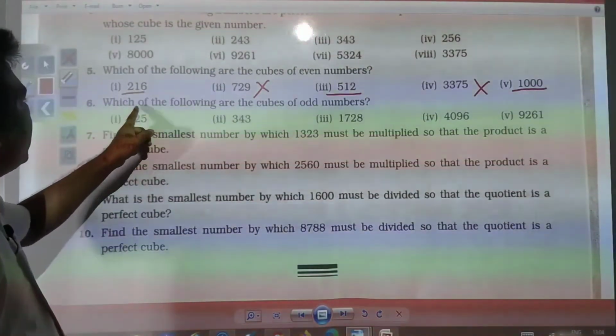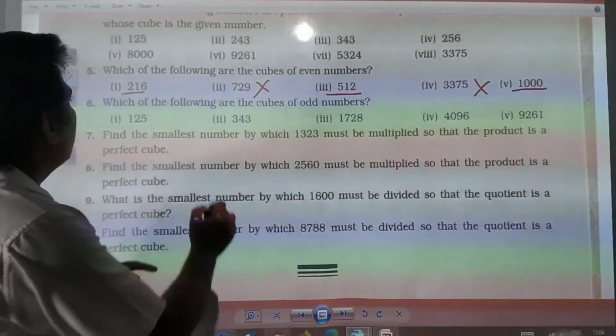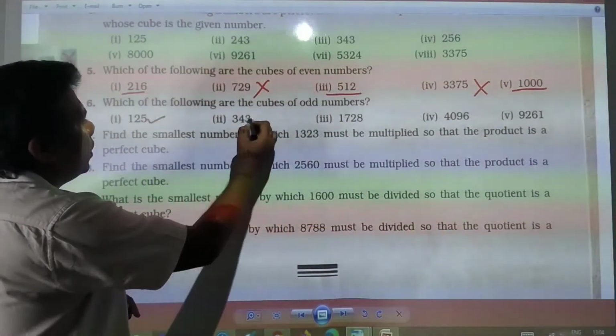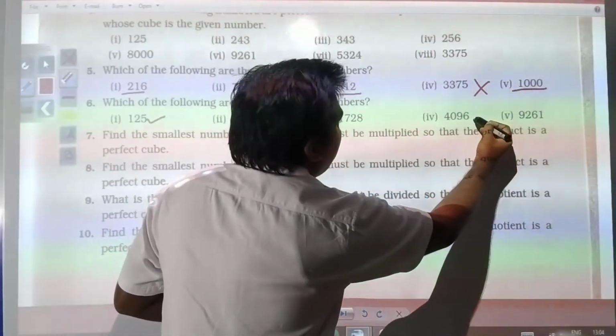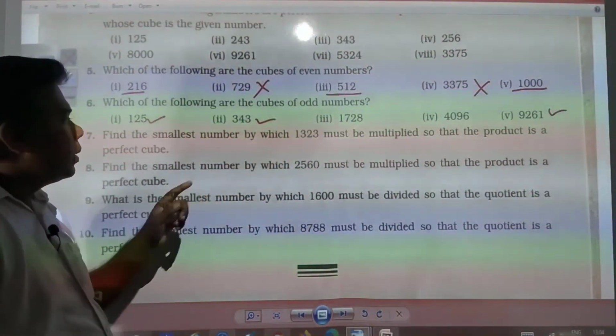In the same way, which of the following are the cubes of odd numbers? We need to see odd numbers. So here you see, this is an odd number and this is an odd number. They are the perfect cubes of odd numbers.